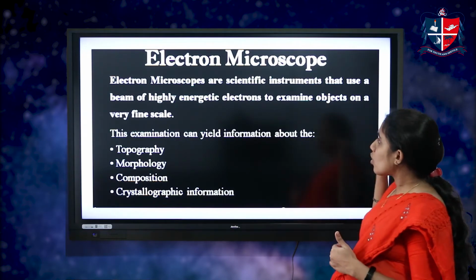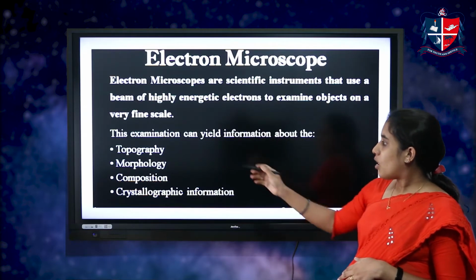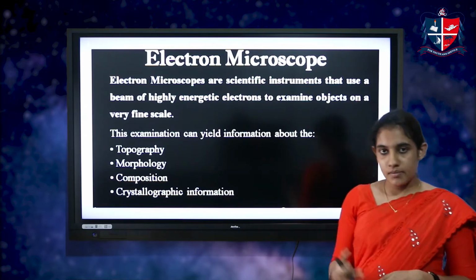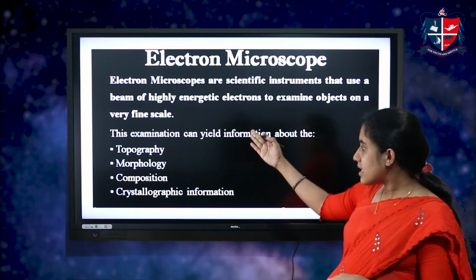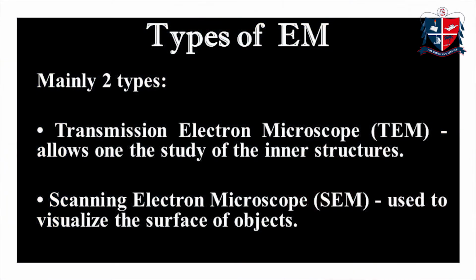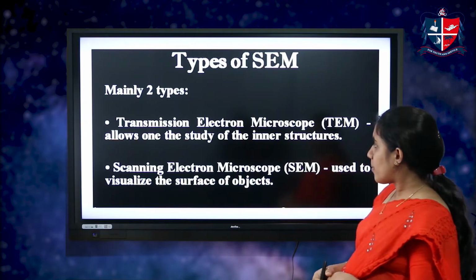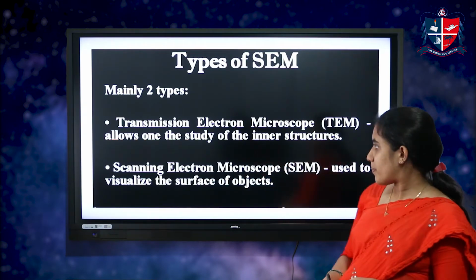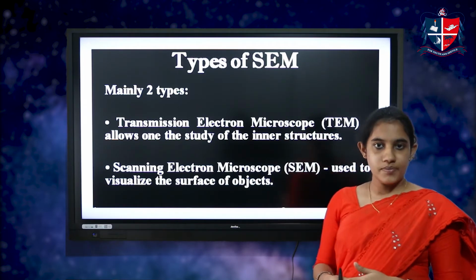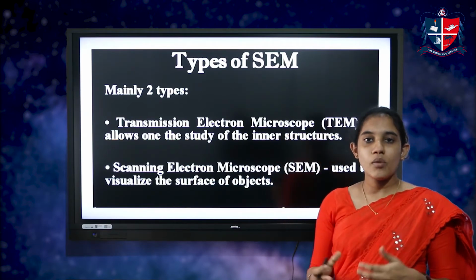By using the electron microscope, we get information about the sample: its topography, morphology, composition, and crystallographic information. Electron microscopes are classified into two types: one is the transmission electron microscope and the second is the scanning electron microscope. Transmission electron microscopy is a study of inner structure. By using the transmission electron microscope, we get the inner structure of the object.